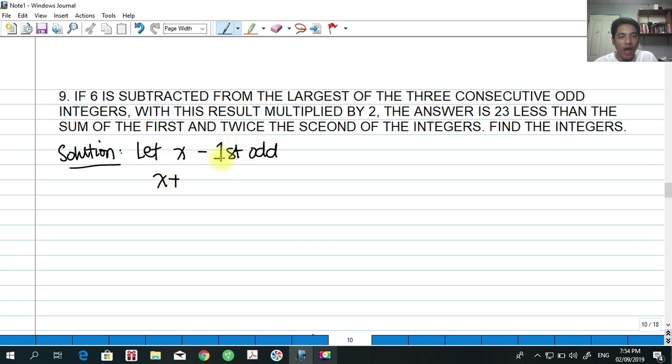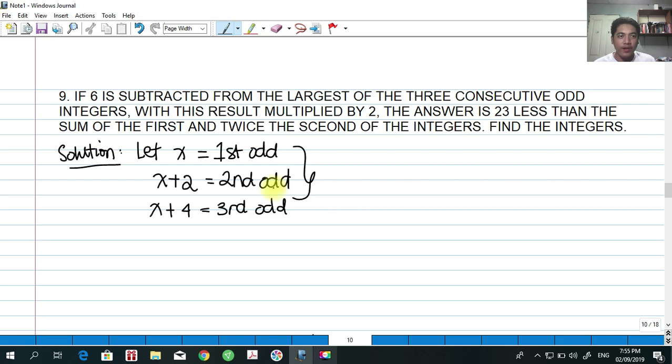For the first odd integer, we have to let x. Okay? For the second odd integer, we have to let x plus 2. So that is the second odd. Okay? And for the third, we have x plus 4. This is the third odd. Okay? So if you already have these variables, then you can proceed to the given conditions in the word problem.